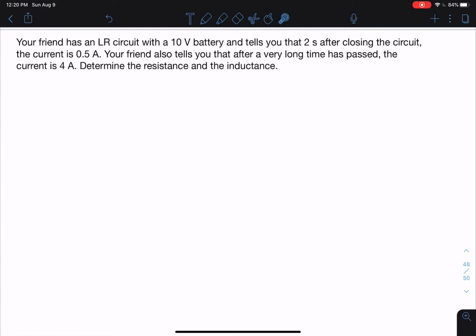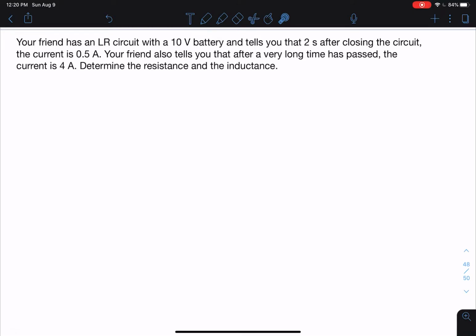Your friend has an LR circuit with a 10-volt battery and tells you that 2 seconds after closing the circuit, the current is 0.5 amps. Your friend also tells you that after a very long time has passed, the current is 4 amps. Determine the resistance and the inductance.